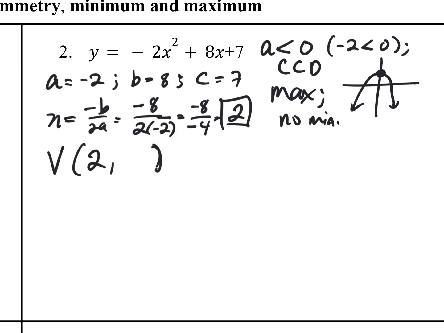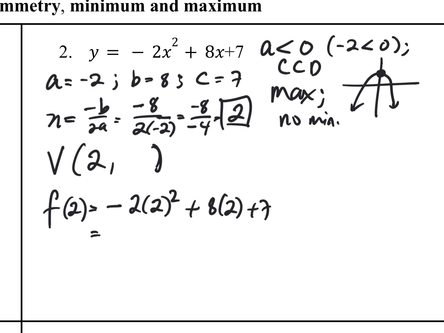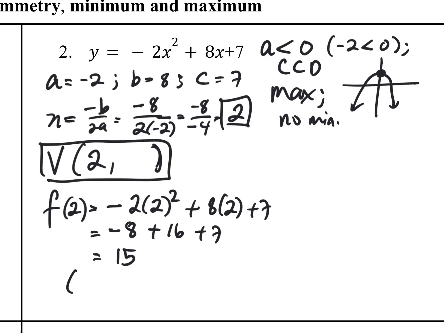Now I'm going to find my y. That's going to give you f of 2 is equal to negative 2 times 2 squared plus 8 times 2 plus 7. This is going to give you negative 2 times 4, that's negative 8, plus 16 plus 7. So this is going to give you 15. So for my vertex, the y-coordinate is going to be 15.